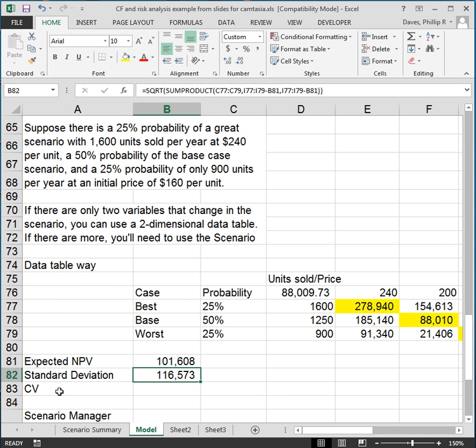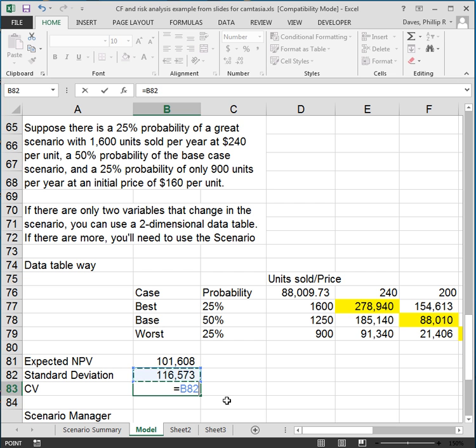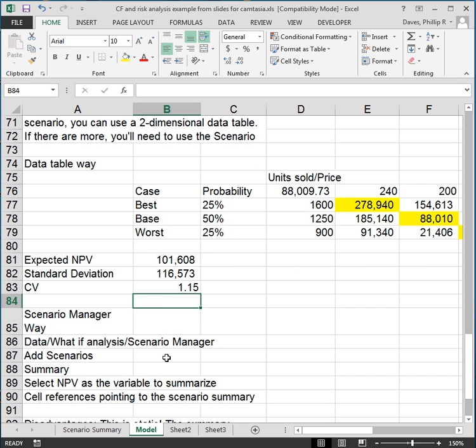All right, coefficient of variation, that's just the standard deviation divided by the mean, or the expected value, and so it's 1.15. Now, this is 11 minutes, so we can do this really quickly here.